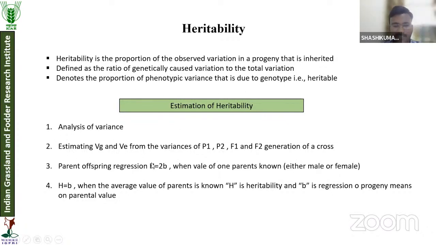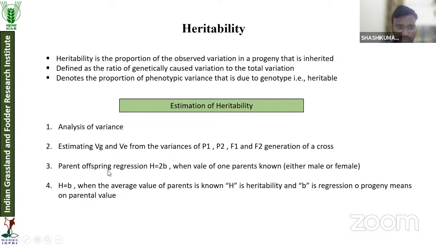The second way is estimating genotypic variance and error variance from the parents, P1, P2, F1, F2. You select two parents, cross them, get F1 and then F2. Since the F2 is a segregating generation, you cannot get the error variance from the F2 itself. So you grow P1, P2 and F1 along with the F2 generation. Since P1 and P2 are completely homozygous and F1 is completely heterozygous, any variation observed in the parents and the F1 is due to error variance or environmental variance. If you subtract this error variance from the total phenotypic variance of the F2 population for a trait of interest, you get the genotypic variance. Using that, you can estimate the heritability.